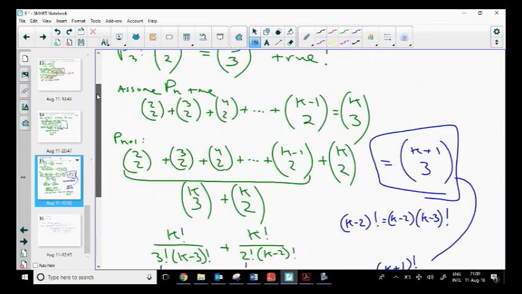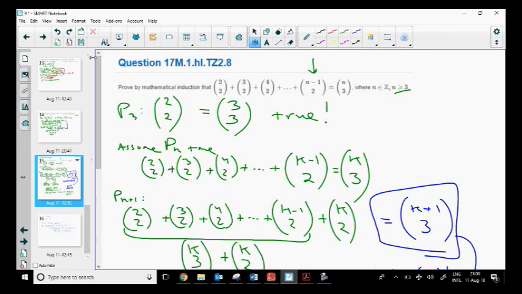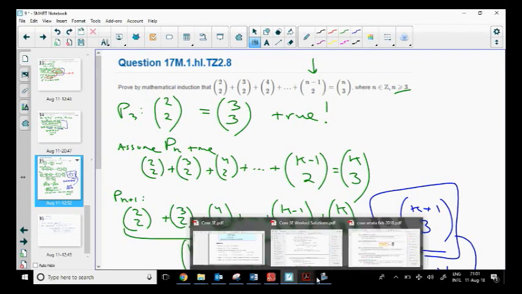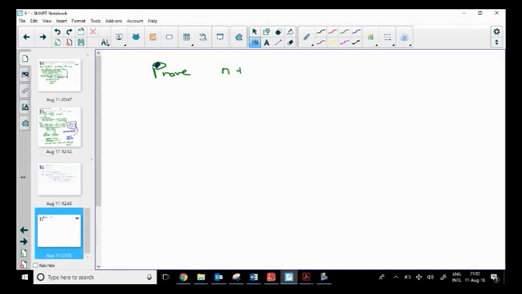Since P sub 3 is true, and P sub k being true implies P sub k plus 1 is true, P sub n is true for all n greater than or equal to 3. Now, one place where induction can go terribly wrong if you're not careful and you don't follow all the steps: I would like to prove that n plus 1 is less than n for all n greater than or equal to 0.